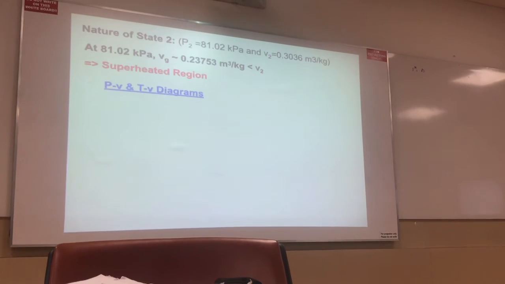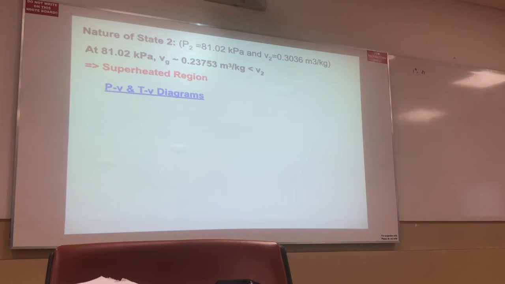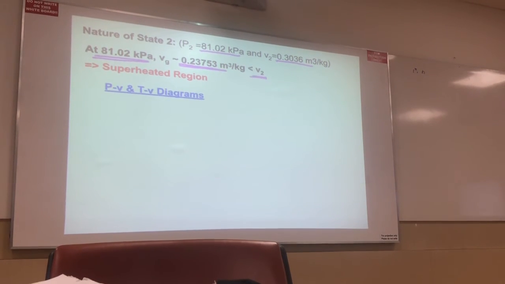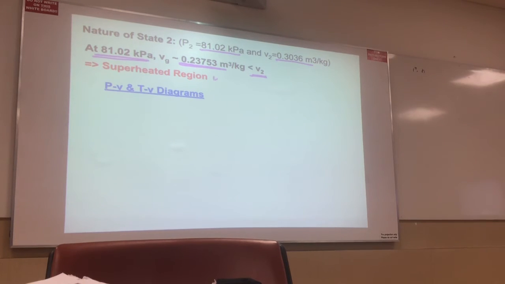Okay, so what is the nature of state 2? State 2 is here, right? This value, and P2 is this value. At this pressure, we can get Vg, which is this value, 0.2. So this is smaller than V2. So the state is superheated vapor.